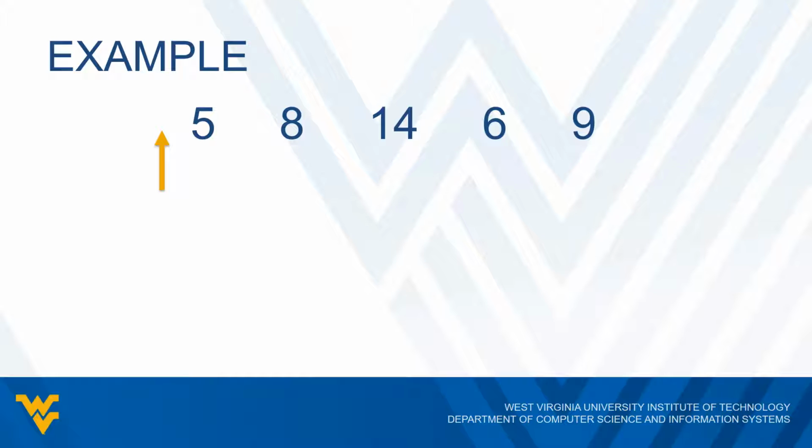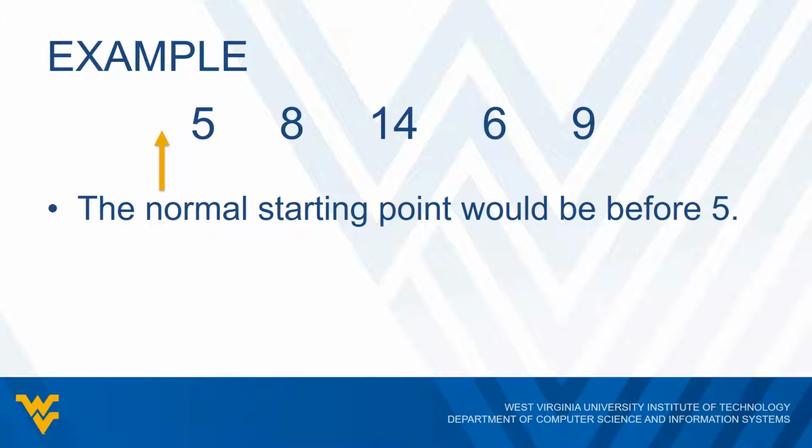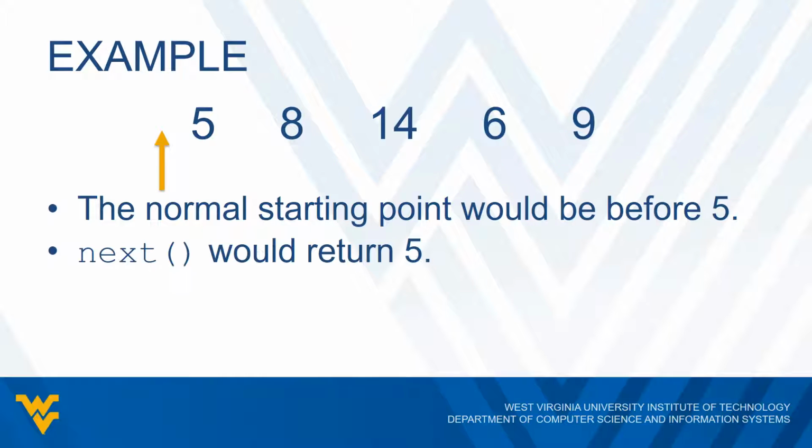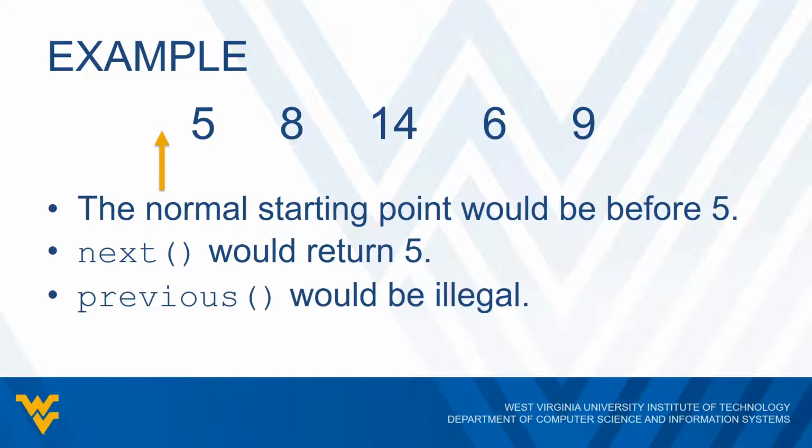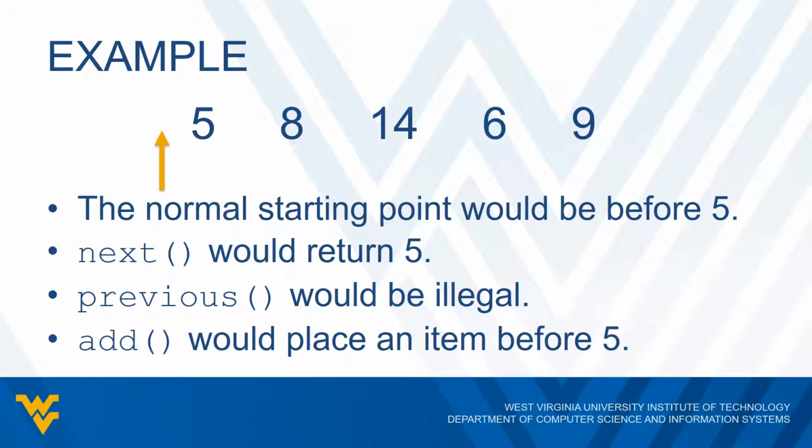So let's say we have our list here being 5, 8, 14, 6, and 9. So the normal starting point here would be before the 5. So our iterator would actually be before the beginning of the list. So in this case, if we were to call next, it would return 5 because that would be the next item in the list. If we were to call previous, it would actually be illegal because there is nothing beforehand. And then if we were to call the add method, it would actually place an item before the 5.